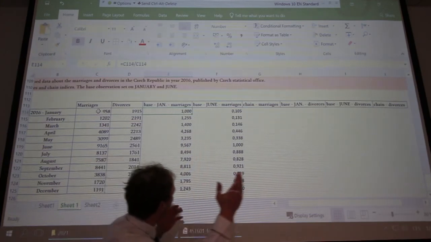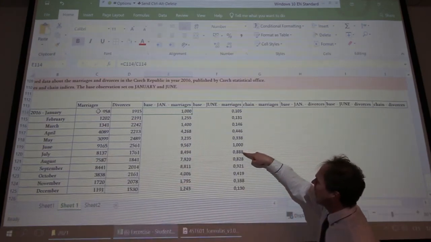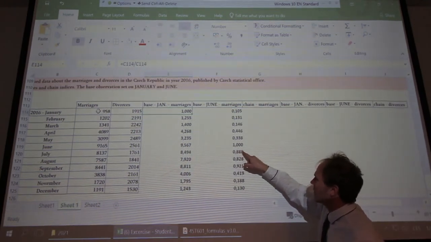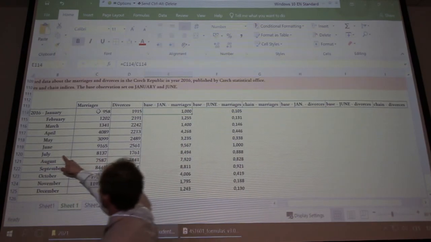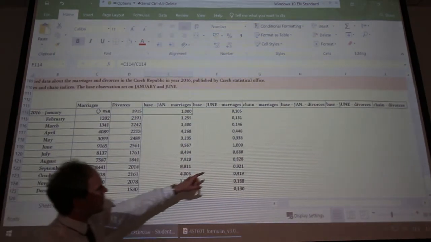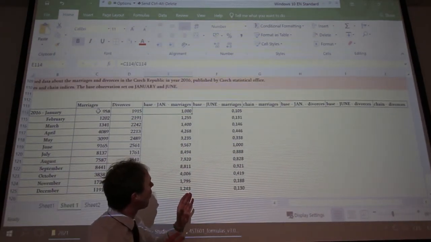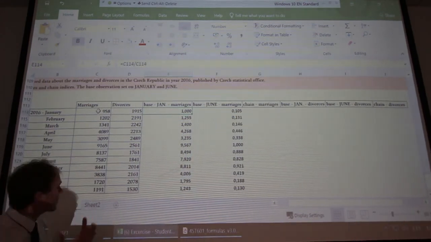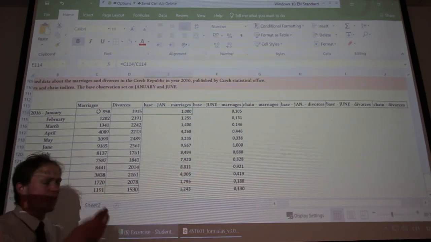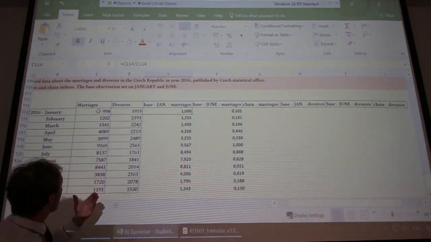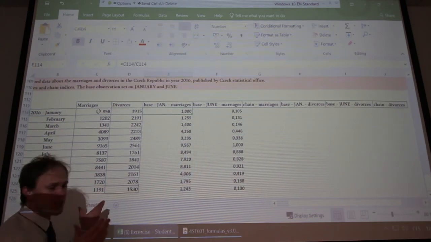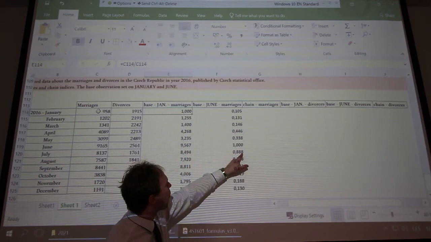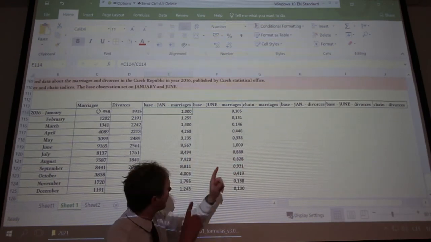Okay. So, for example, this value 0.888 is calculated for July, and the base is June. So in July, in comparison with June, the number of marriages decreased, and this number decreased by 11.2%. Am I right?